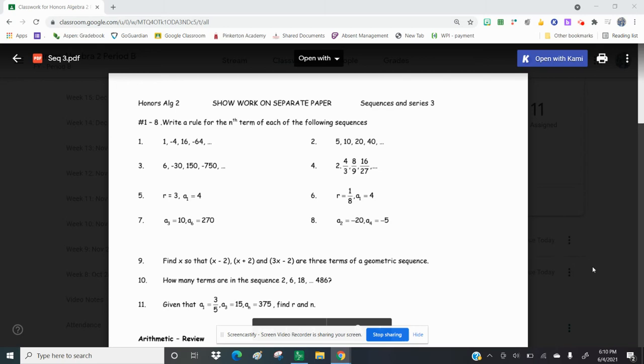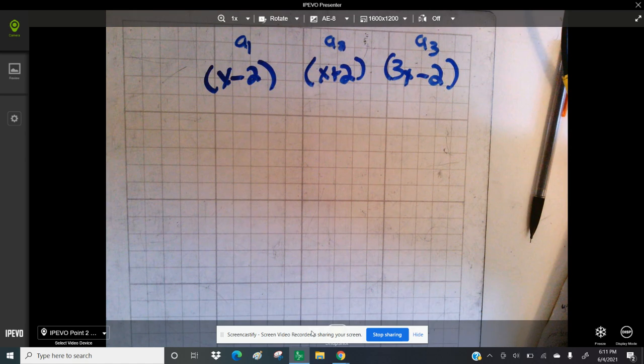Right, so this is sequence 3, number 9. Find x so that x minus 2, which would be a1, and x plus 2, which would be a2, and 3x minus 2, which would be a3, form a geometric sequence. All right, so I've got a1, a2, and a3.